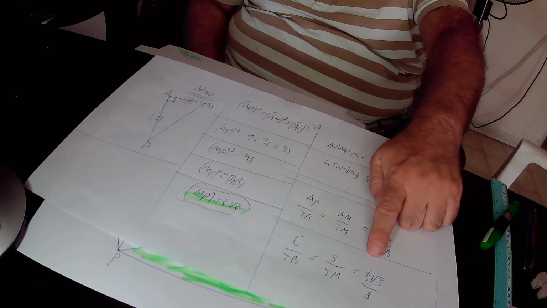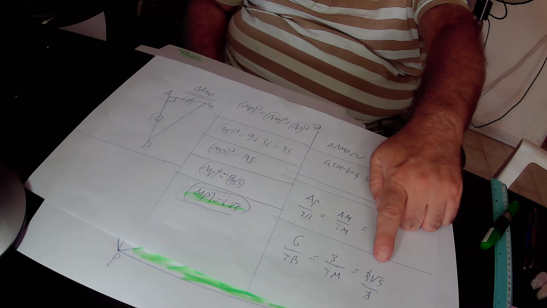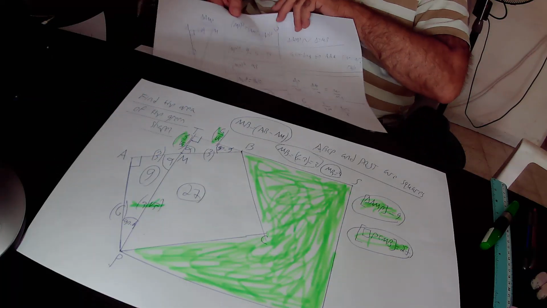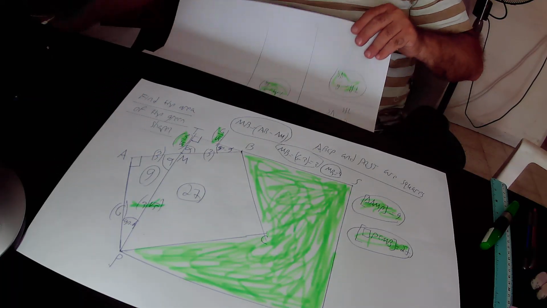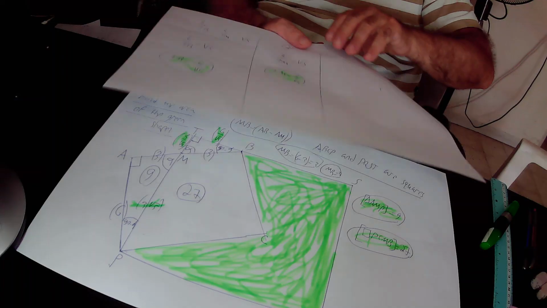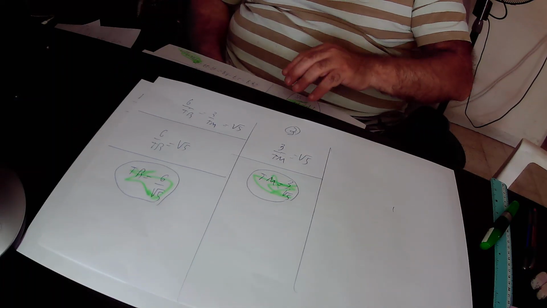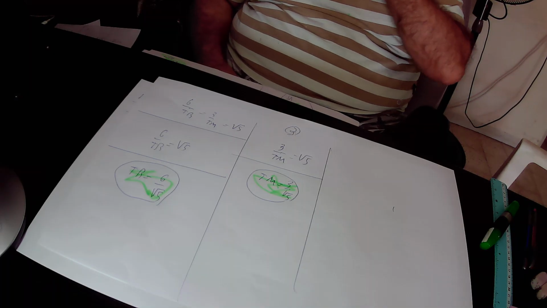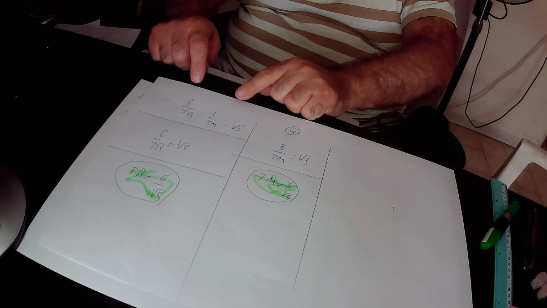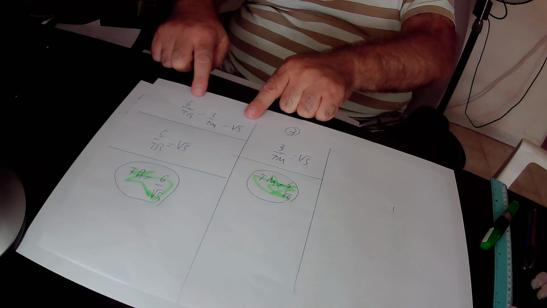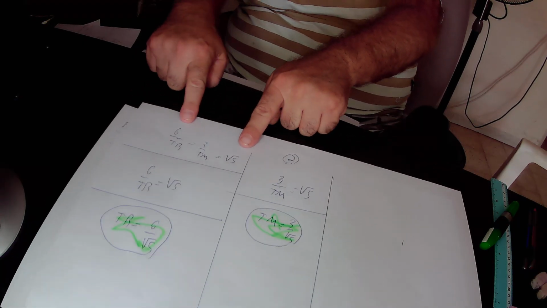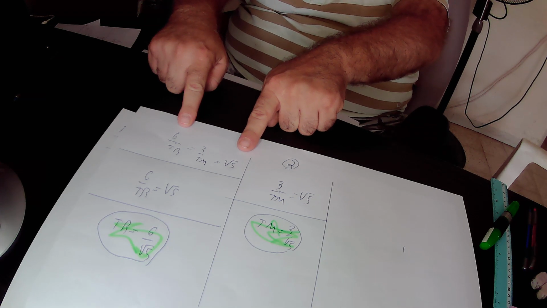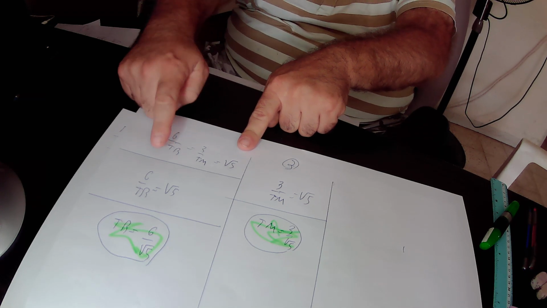We have 3 in the numerator and 3 in the denominator, so we can cancel 3, and we are left only with square root of 5. So in total, 6 over TB equals 3 over TM equals the square root of 5. Those two sides are equal to each other, so we can get the first equation. According to the first equation, 6 over TB equals the square root of 5.